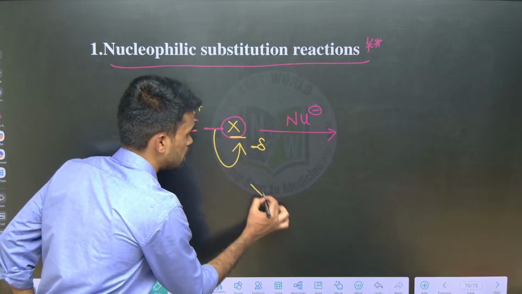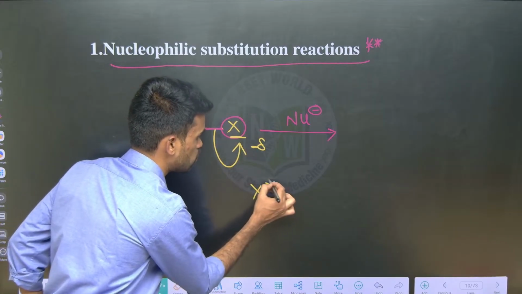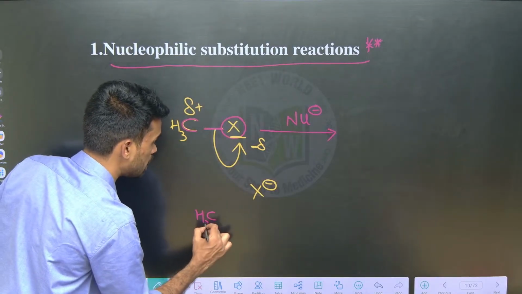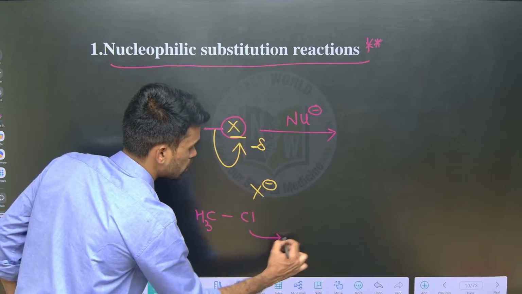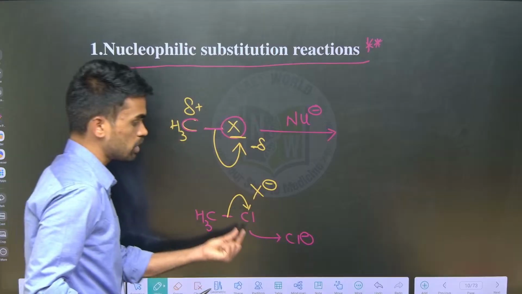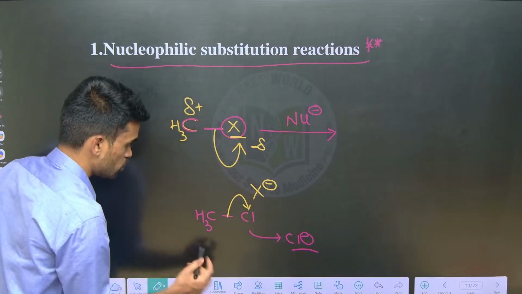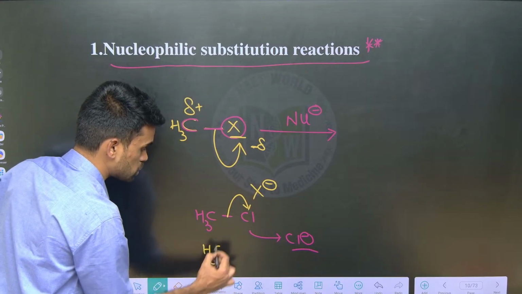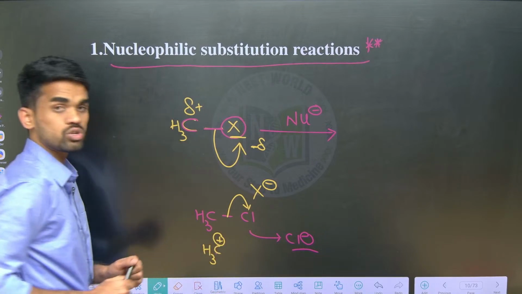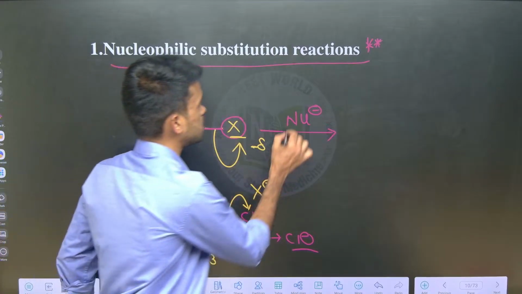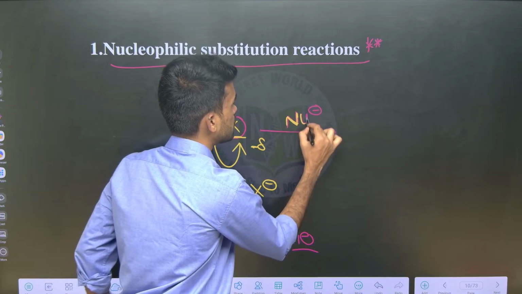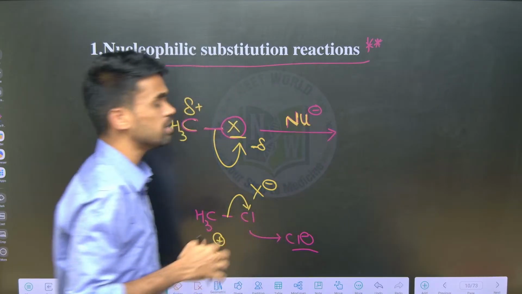So the halogen goes out as a halide ion, with negative charge on it. For example, if it is methyl chloride, the chloride ion is coming out along with the bonded electrons. It is going out as a negatively charged species. Now what is the charge present on the carbon? Positive charge, right? So a positively charged carbon is there, an electron deficient site. You can see what I am adding here: a nucleophile. What do we mean by a nucleophile? It has a tendency to attack the nucleus, right?